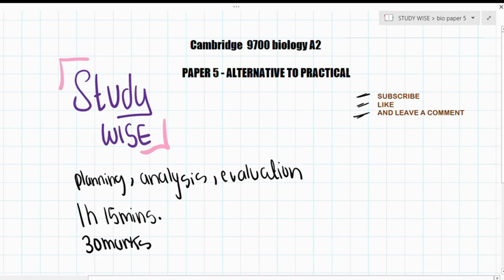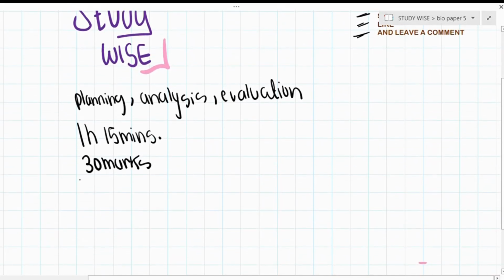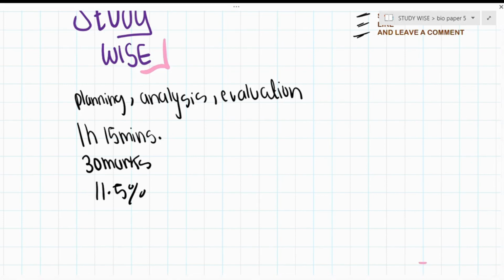And what could actually seem quite surprising is that it only holds 11.5% of your full A-level grade. So worst case scenario that you mess up in this paper, it's not gonna be a big deal because you have other papers that would carry you, right? But then you need to also score well in this one.